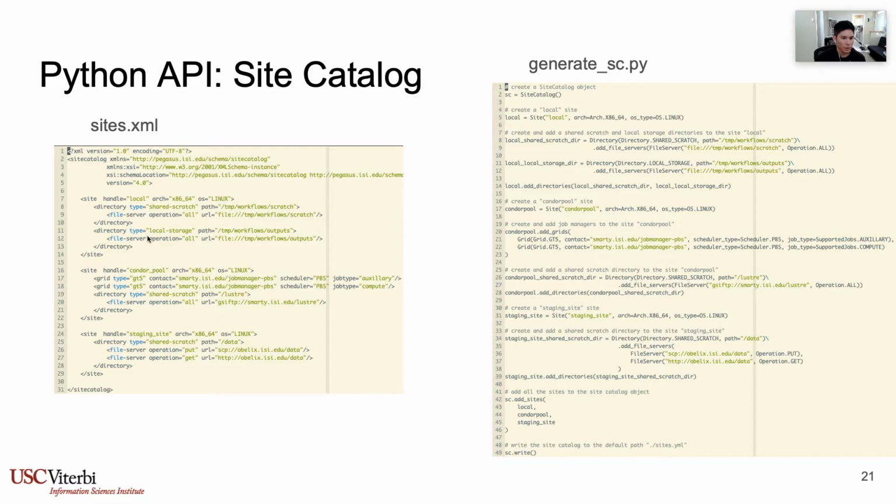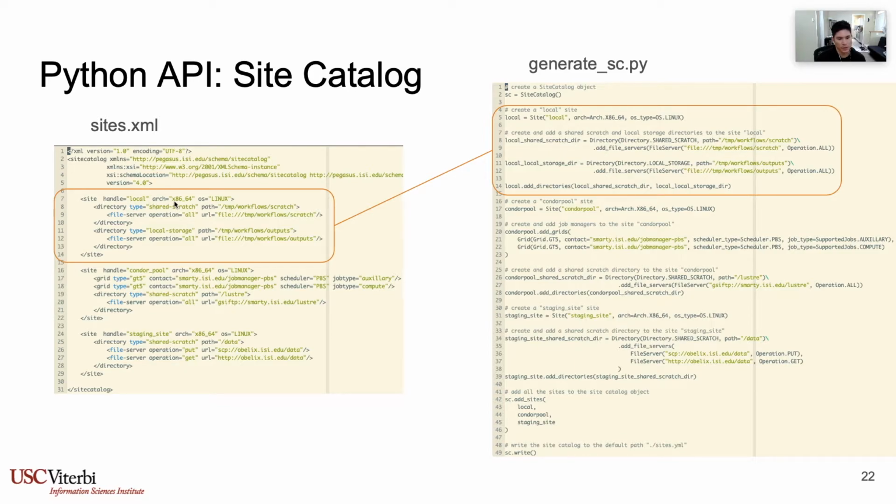So starting with the local site, here we have this tag site, and then we have a handle that's the name of our site, and then we've specified that its architecture is x86-64 and its OS type is Linux. Then we've added these two directories for it, a shared scratch directory and a local storage directory, for each of which we've then added a file server, which says the type of operation that will be done and the file protocol that will be used to transfer files and retrieve files from those directories.